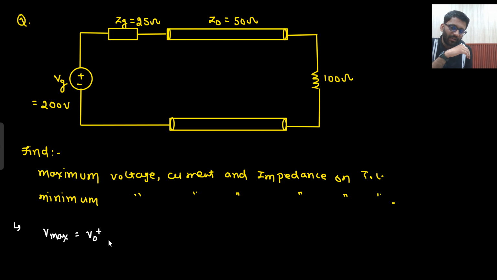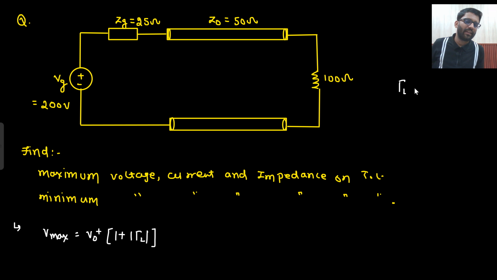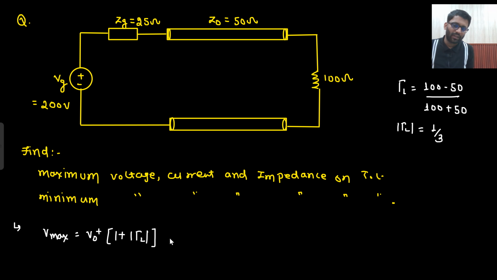Your Vmax will be V0 plus times 1 plus mod of gamma L. Gamma L you can calculate very easily. 100 minus 50 divided by 100 plus 50. That will be 50 by 150. So that is 1 by 3. So mod of gamma L is also 1 by 3 only. So your answer will be 1 plus 1 by 3. That will be 4 by 3 V naught plus. But how will you get this V naught plus? Now this is the task.